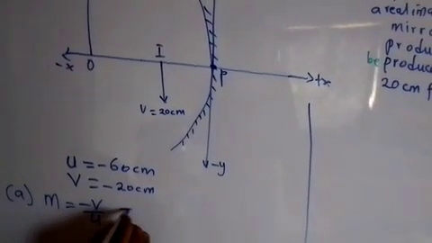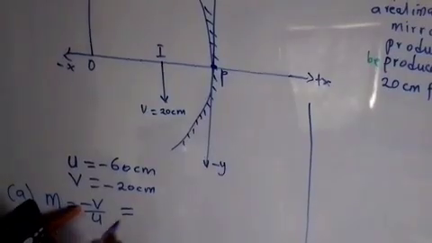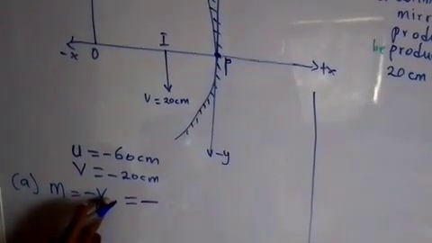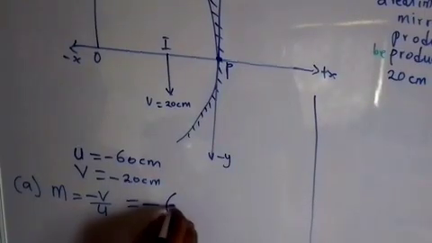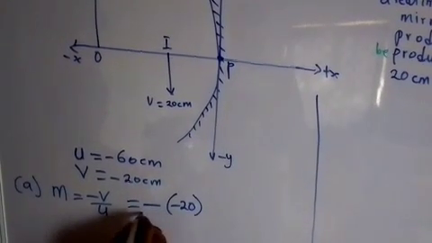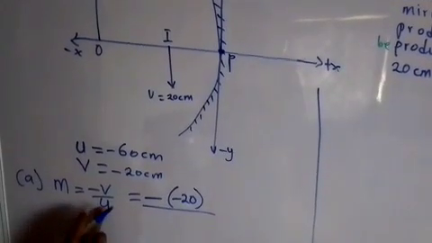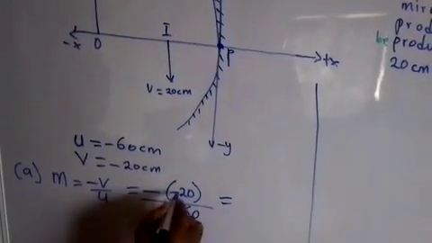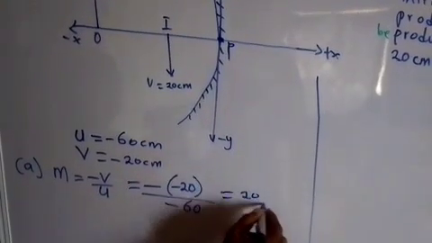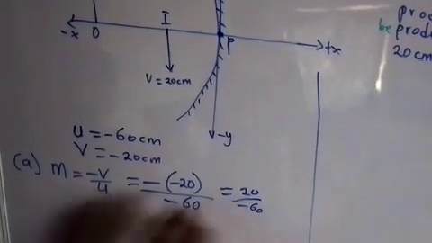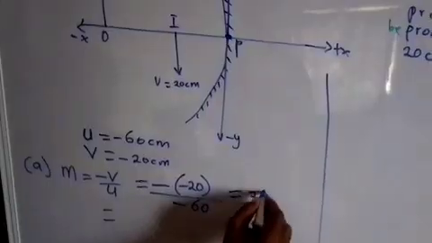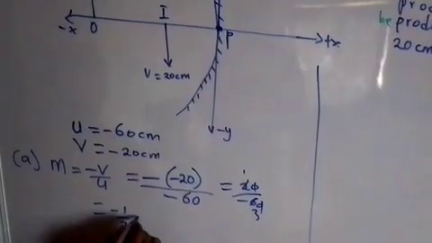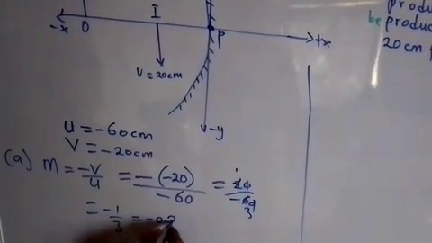Now let's substitute gently. See, I put this minus because I'm using the sign convention. What is my image distance? Minus 20, because it is in front of the mirror, over object distance minus 60 because it was in front. Minus times minus is plus 20 over minus 60. This will give you, minus will cancel, 2 here 1, 2 here 3, minus 1 over 3. The same thing as minus 0.33.